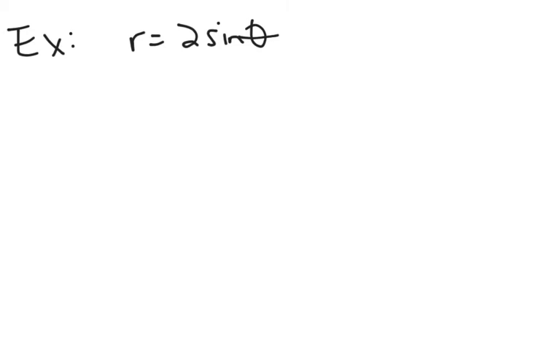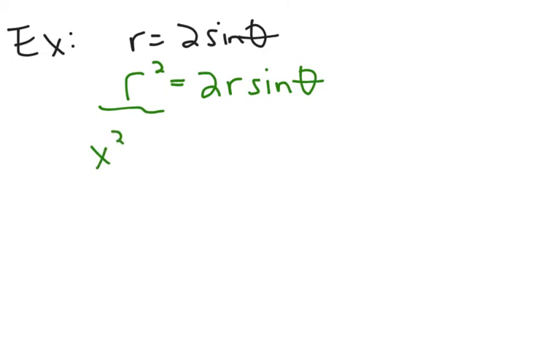I don't know what r is, but I know what r squared is. So if I multiply both sides by r, then r squared is x squared plus y squared, and r sine theta is y. Look at that. I have an equation in x's and y's. Now, what kind of an equation is that?